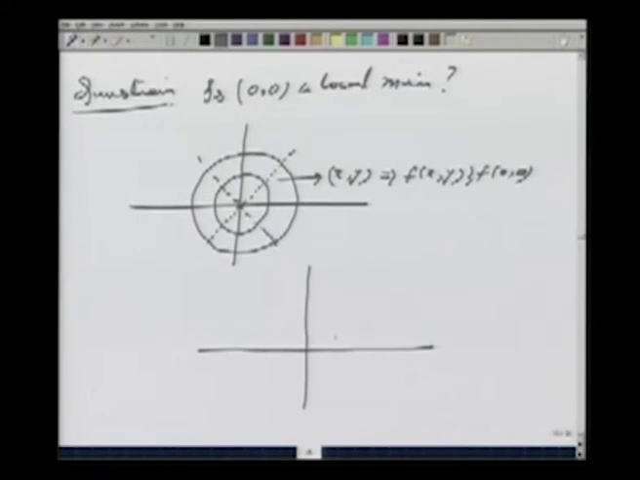That means, can I say that there exists a disk around (0, 0) such that for every point in this disk, f(x, y) is bigger than or equal to f(0, 0)? See, do you understand the question here?